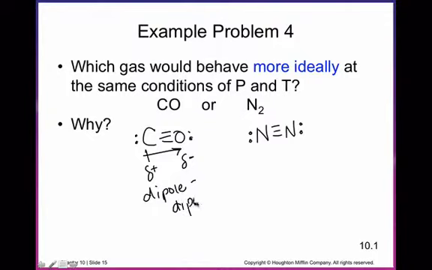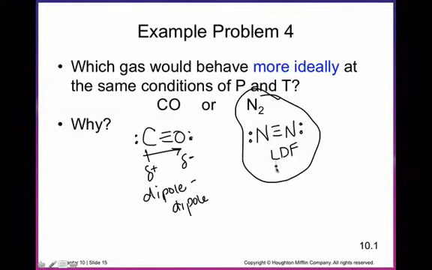interactions. The nitrogen, if we remember back, is just London dispersion forces. So the weaker the forces, the more ideal it would be. So the gas that would behave more ideally should be nitrogen because it has weaker intermolecular forces.